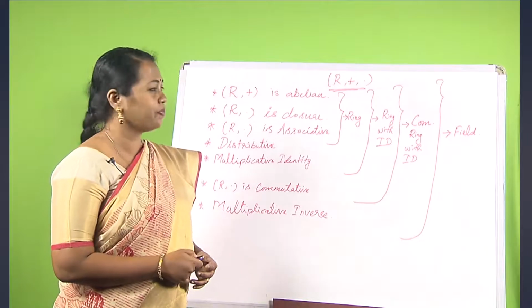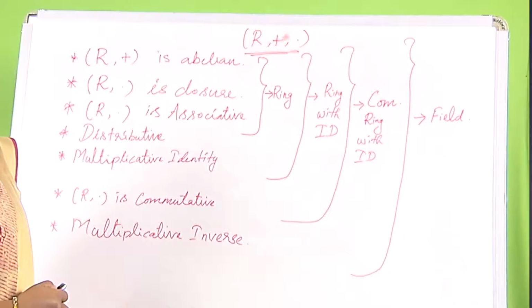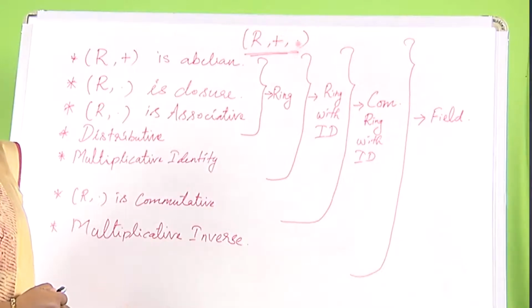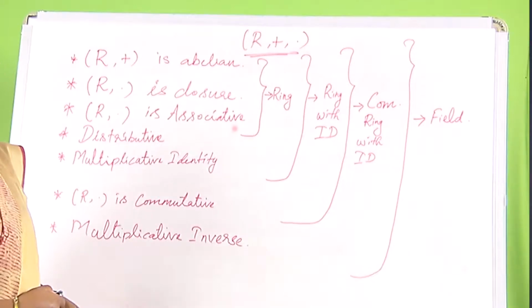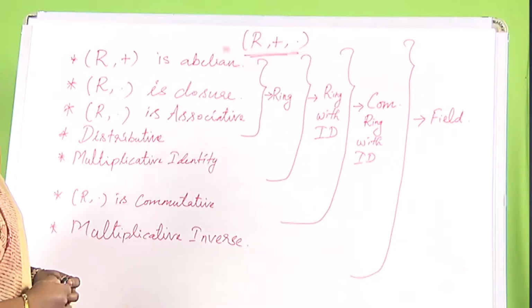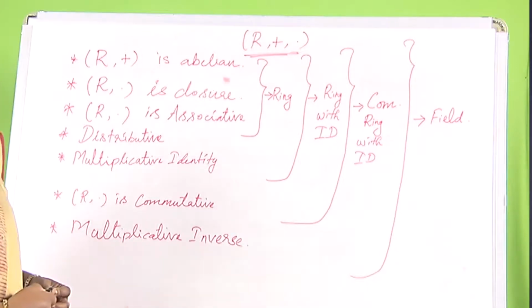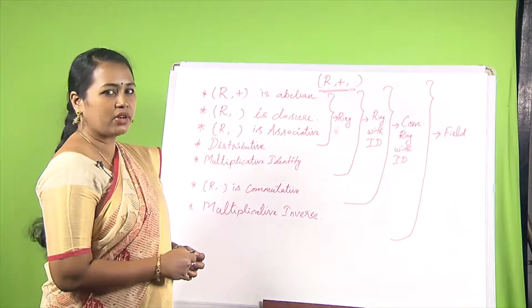We know that R, as a set along with two operations, let's say plus and dot, are only merely denoted as plus and dot. They need not generally mean addition or multiplication, it is just that they are two binary operations. So, (R, +) is abelian, (R, ·) is closed, and (R, ·) is associative. If these three properties are satisfied, it becomes a ring.